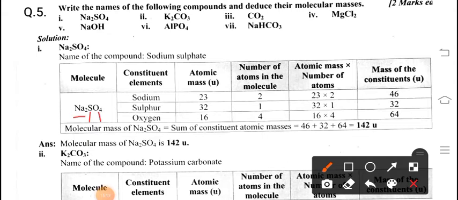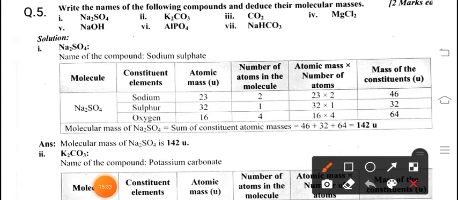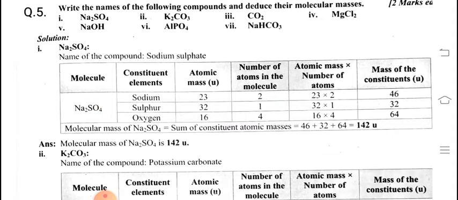Now we have to write their atomic mass. For sodium it is 23. All these things are given in your textbook also. Sulfur is 32 and oxygen is 16. Number of atoms in the molecule: sodium is 2, so here I am writing 2. Sulfur is 1, so here I am writing 1, and oxygen is 4, that is why I am writing 4 over here.